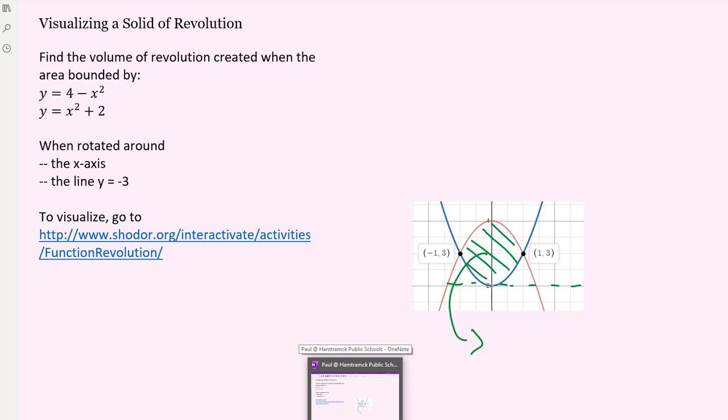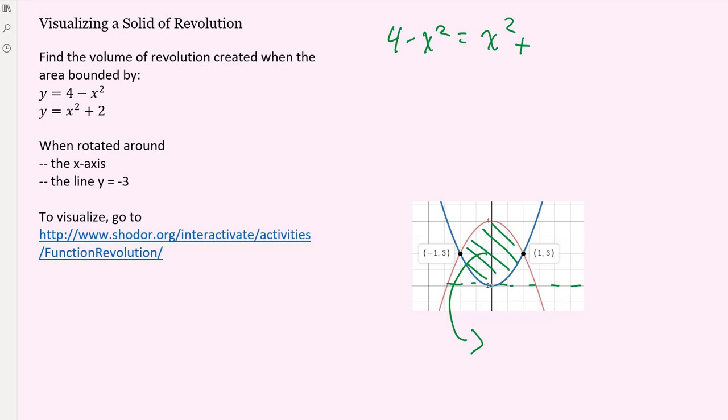And if you've not already done so, the way you would do that is you want to find the points of intersection of these two lines. That's going to be 4 minus x squared equals x squared plus 2. We have an x squared on both sides. We have a constant on both sides. We want to rearrange those.